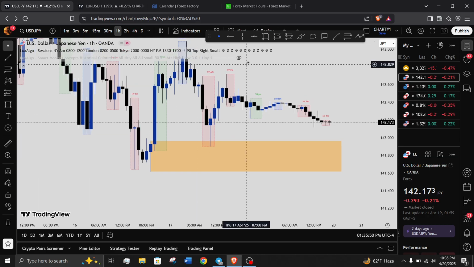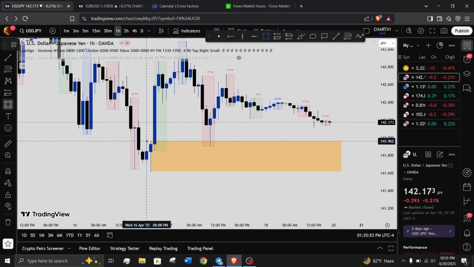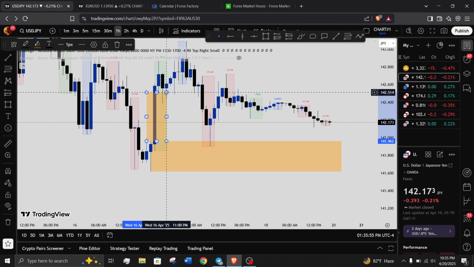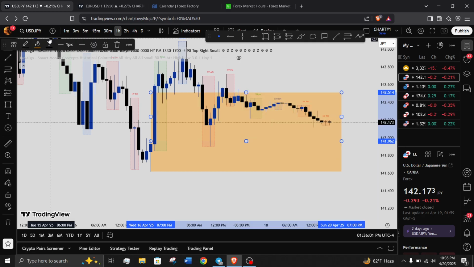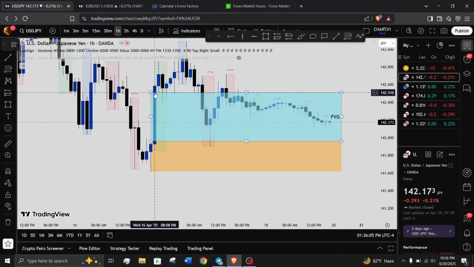Now, there must be proper imbalance after the order block candle. So I'm telling you the confirmations. This is point number three. Here we have our fair value gap. When you go to a lower time frame, you can refine this zone.